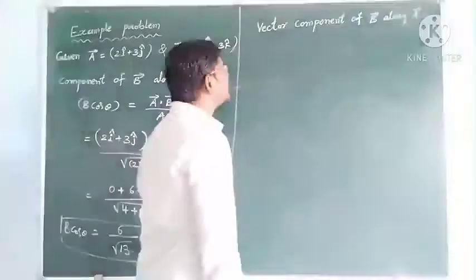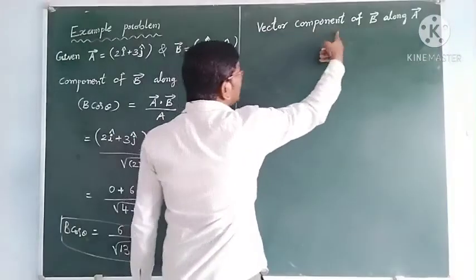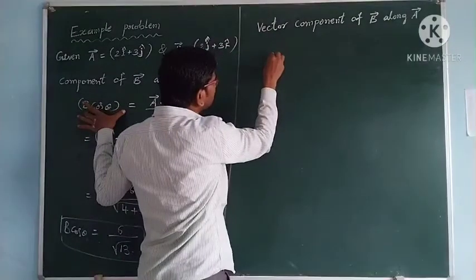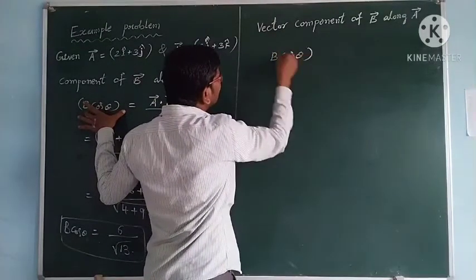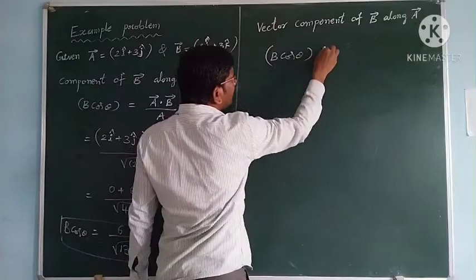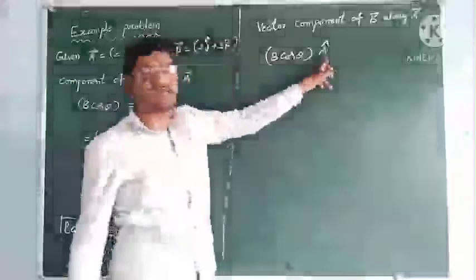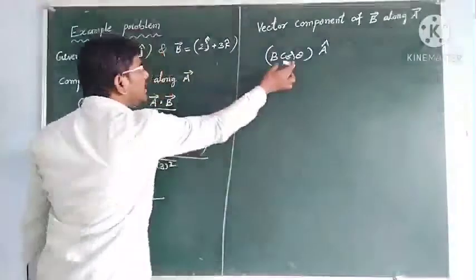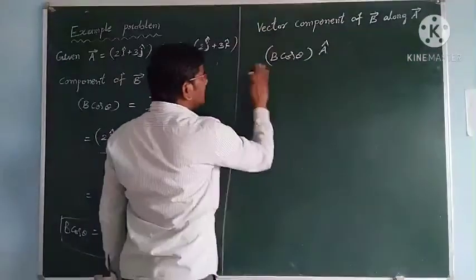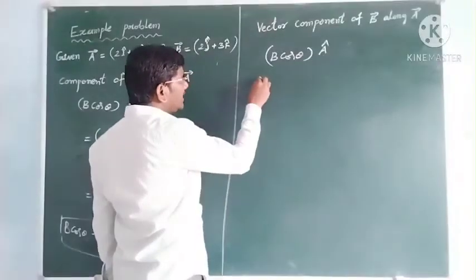Okay students. So component of b bar along a bar is b cos theta. And b bar along a bar should be in the direction of a bar, means it should be multiplied with a cap. Okay students, already b cos theta value we have found. Now I want what? a cap.